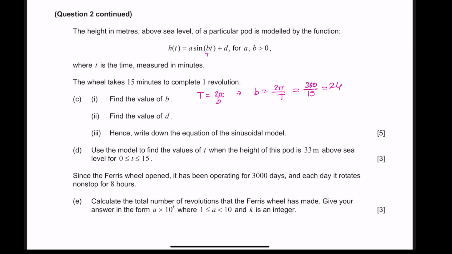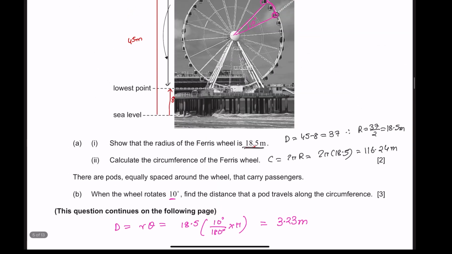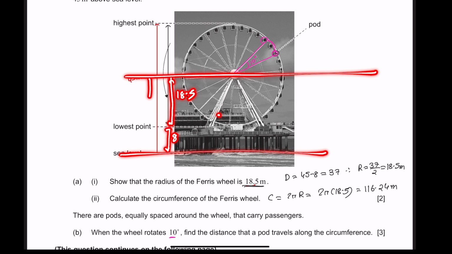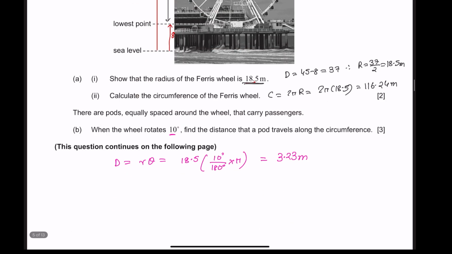Now you have to find d. D is basically the distance between the midpoint, or the mean line, and the sea level, right? So here, this is the mean line, right? And this is the sea level. So I know this much is 18.5 and this much is 8. So our small d will be the sum of these two, 18.5 plus 8.